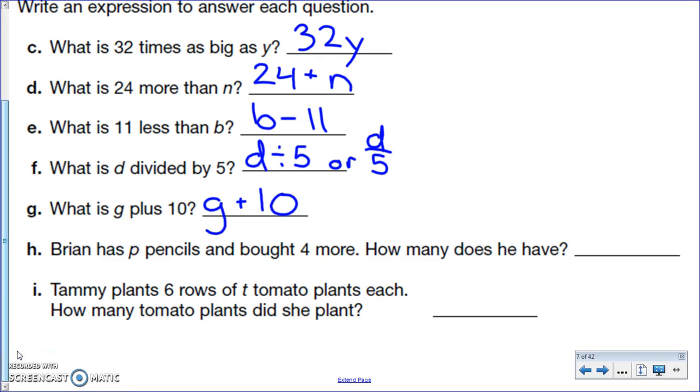For H, Brian has p pencils and bought 4 more. How many does he have? We need to write an expression. So for p as our variable, he got 4 more, so we know we're adding. So it's going to be p plus 4.